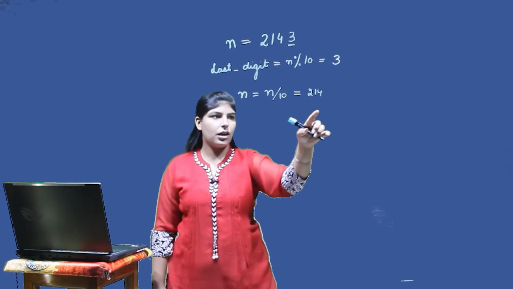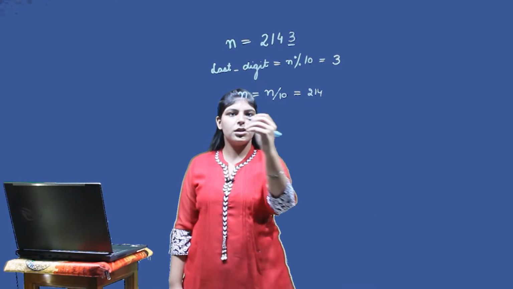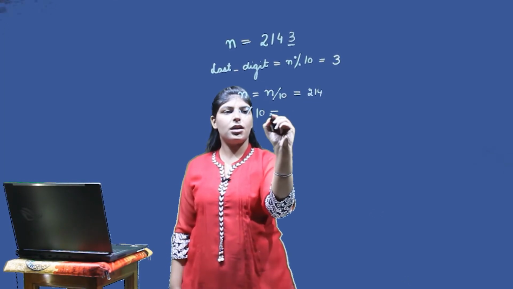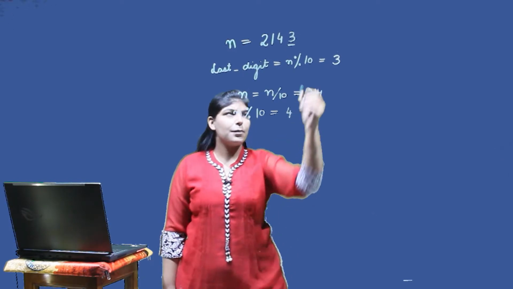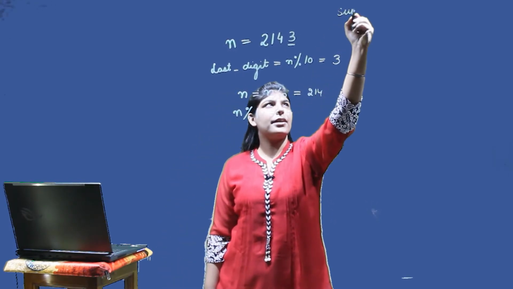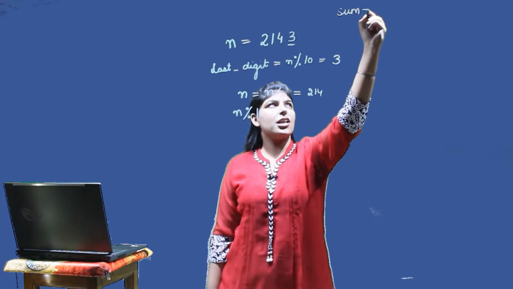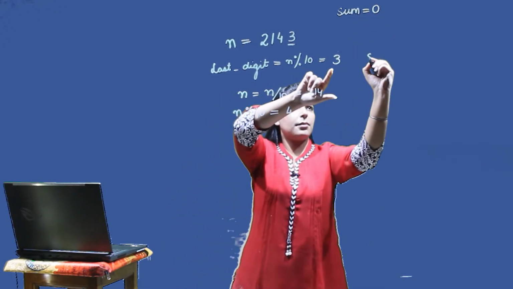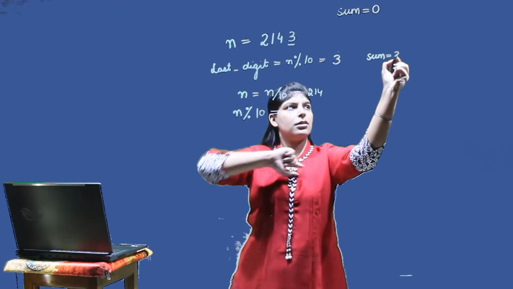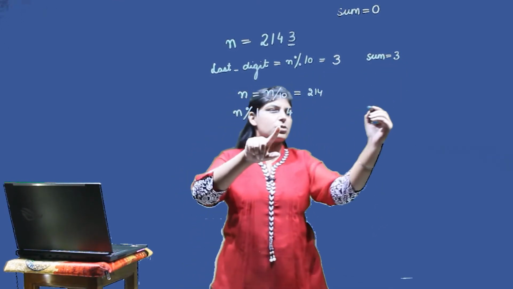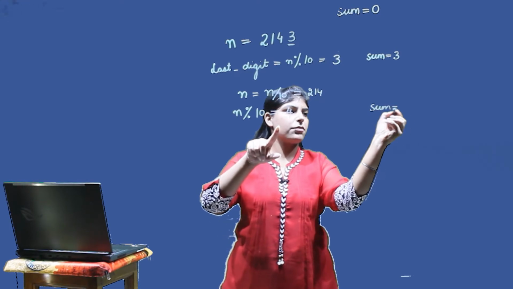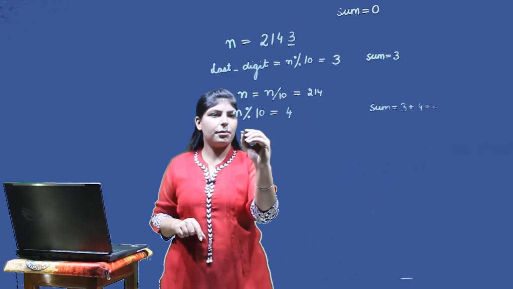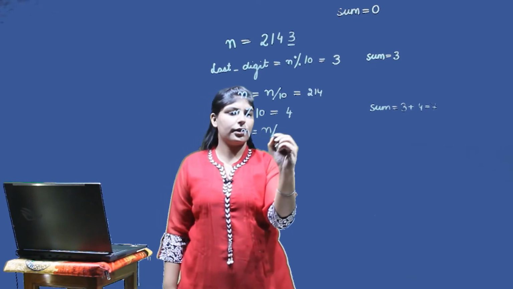Again I'll calculate the last digit of this number 214. So last digit will be equal to n mod 10. Now the last digit is 4. I'll keep a variable sum. I'll initialize this to 0 and I'll keep adding the last digits. So here sum will become 3. Now the last digit is 4. So sum will become 3 plus 4, that is 7. Now the number will be updated to 21 here.